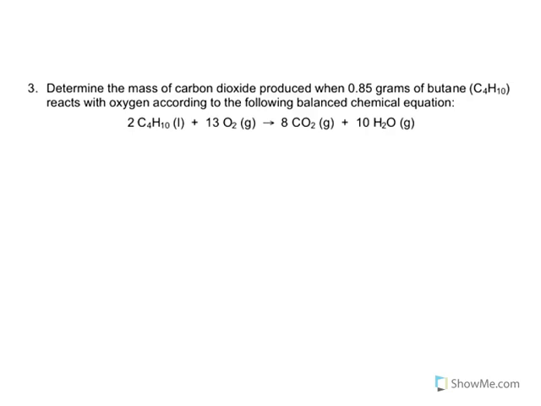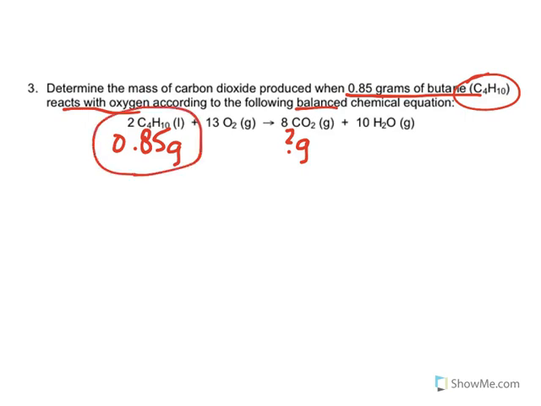Number 3, determine the mass of carbon dioxide. So I'm looking for the number of grams of carbon dioxide produced when 0.85 grams of butane, which they tell me is C4H10, reacts with oxygen. They didn't tell me how much, so it's irrelevant to the problem, and this equation's already balanced, so we get to save a little bit of time. We're just going from grams of C4H10 to grams of CO2.